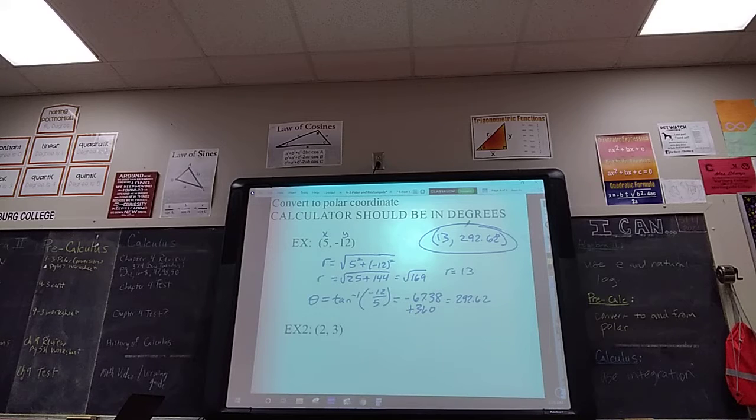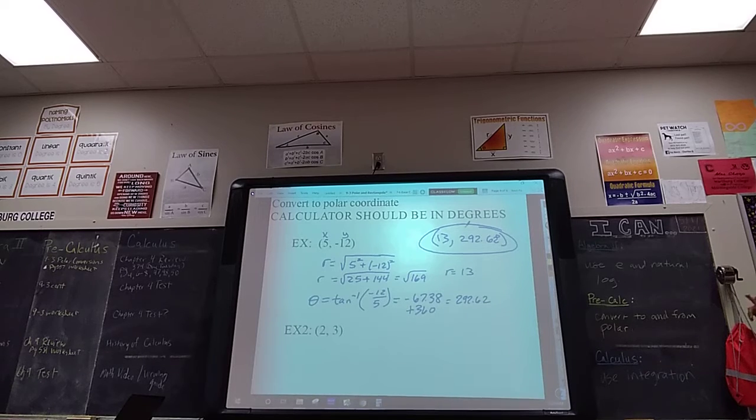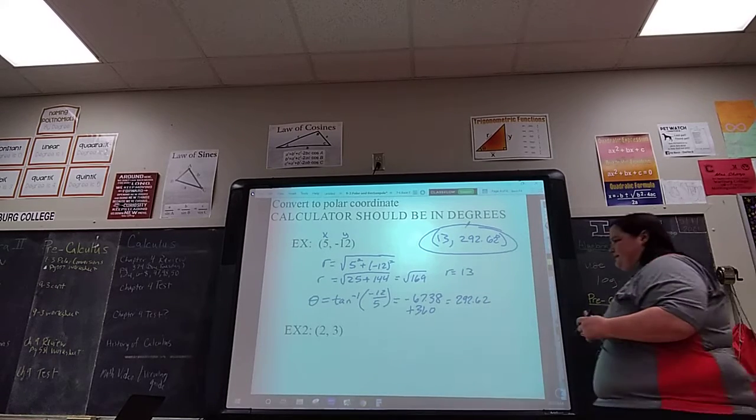Okay, so this next one, we have the xy point (2, 3). Are either one of them negative? No. If neither one of them is negative, then you don't have to worry about those extra addition things. That's just if one of the original two numbers is negative. So I won't have to worry about adding 360 or 180 with this one, because neither x nor y is negative to start with.